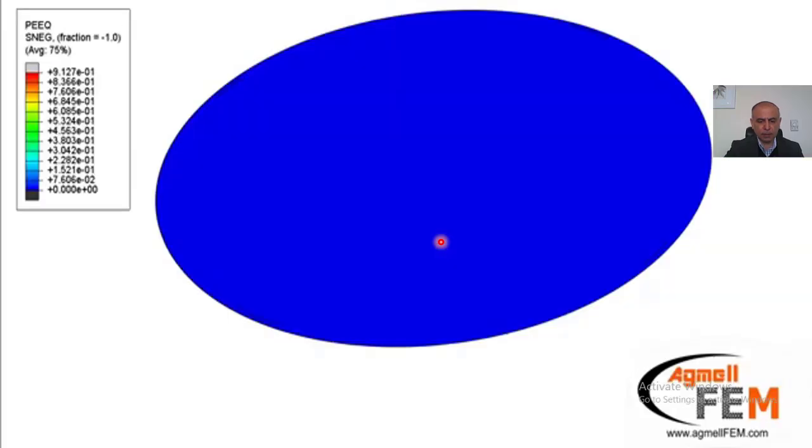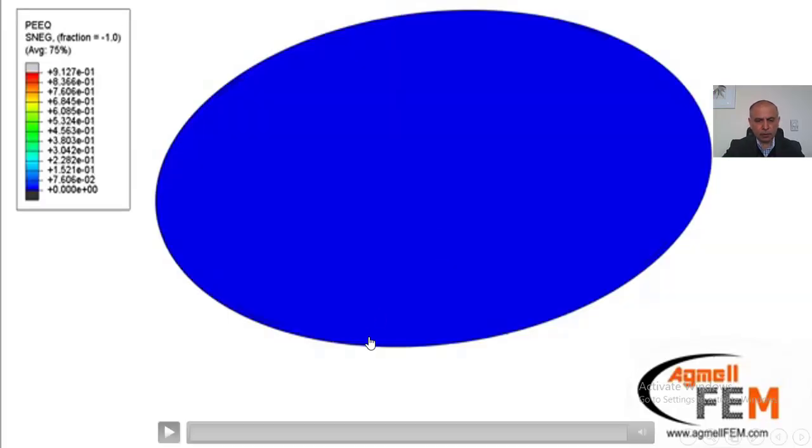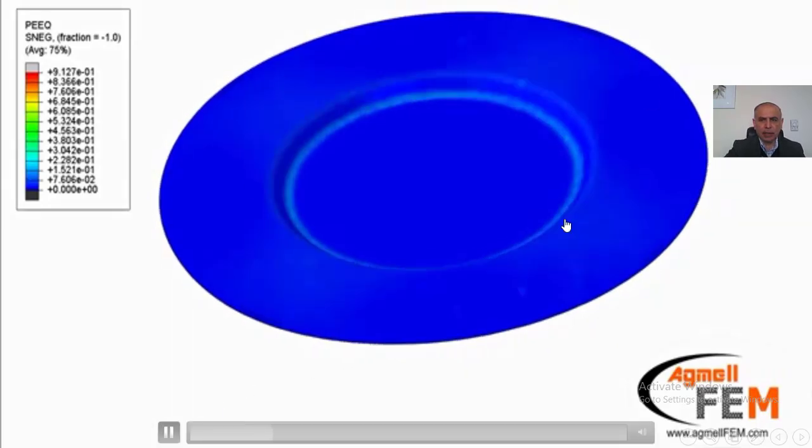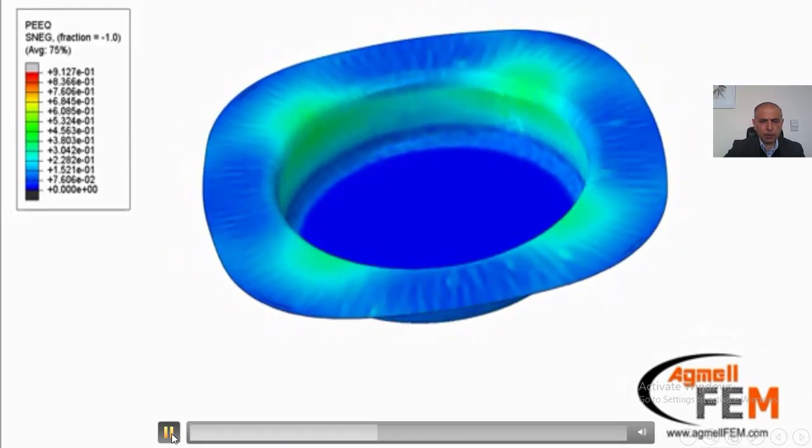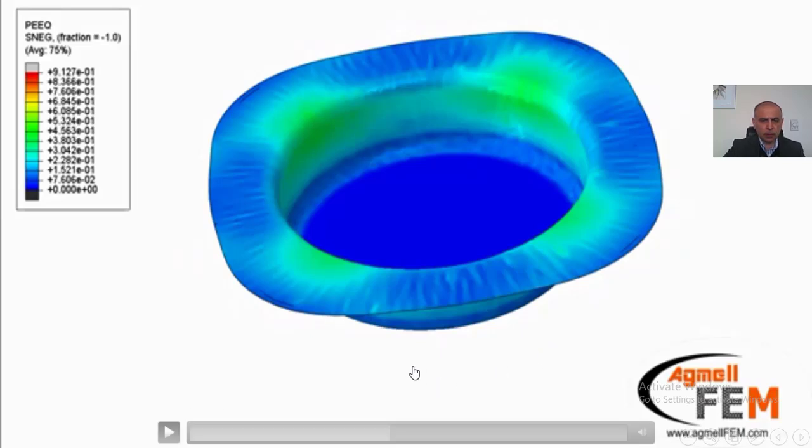let me just play this again. If you have a look at this blank, and we are drawing it inside the die, now I stop it here and have a look at it. In the walls of the cup, we are saying that the resistance to thinning shows the strength of the material in the thickness. So thinning we understand, but thickening, why do we say thickening?